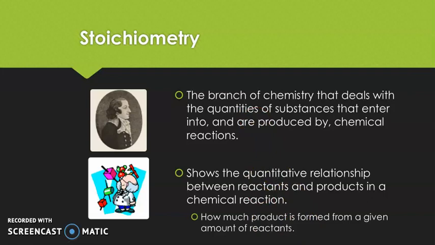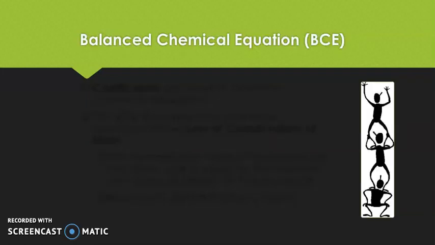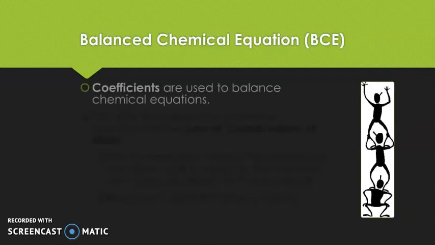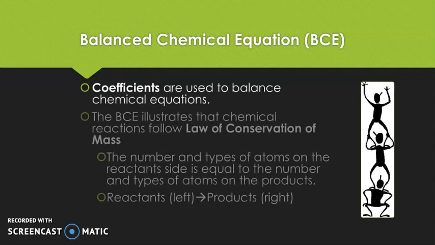Stoichiometry is a branch of chemistry that deals with the quantities of substances that enter into and are produced by chemical reactions. It shows the quantitative relationship between reactants and products in a chemical reaction. So again, how much product is formed when you know a given set of reactants. There's also a bunch of other types of calculations we can do with it, but we don't get into that till a little bit later on.